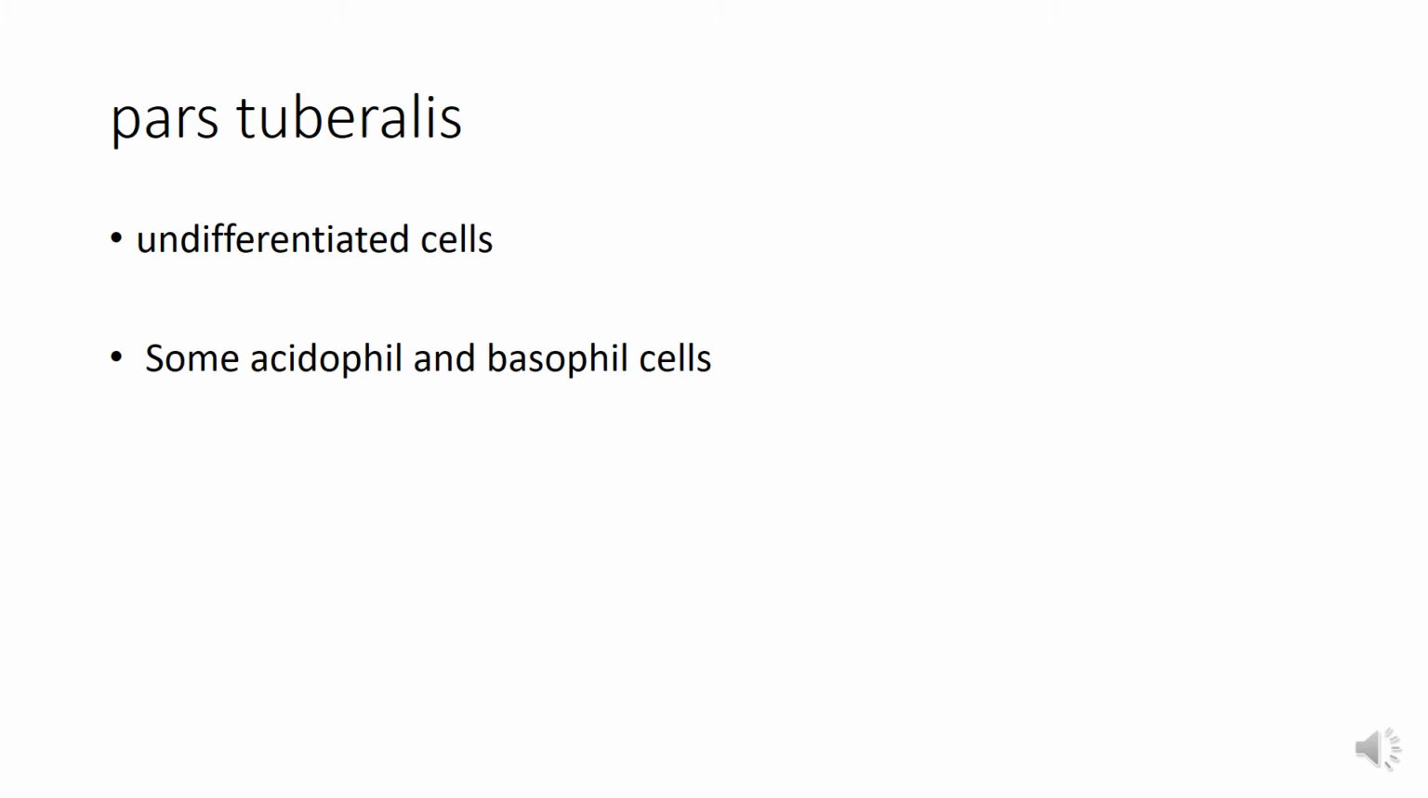So that was about pars anterior. Now we will deal with pars tuberalis. Pars tuberalis contains undifferentiated cells. Some acidophil and basophilic cells can also be seen.